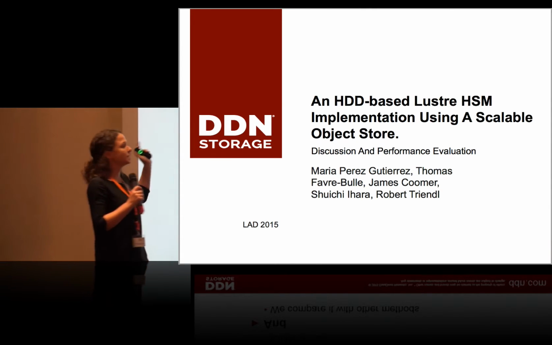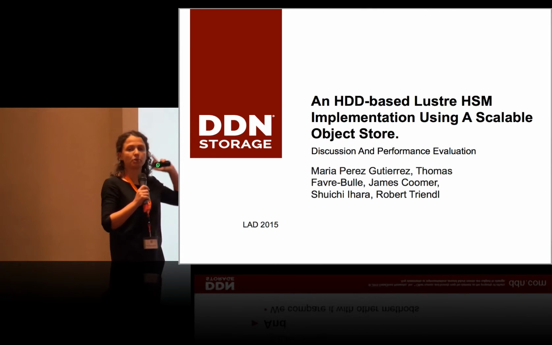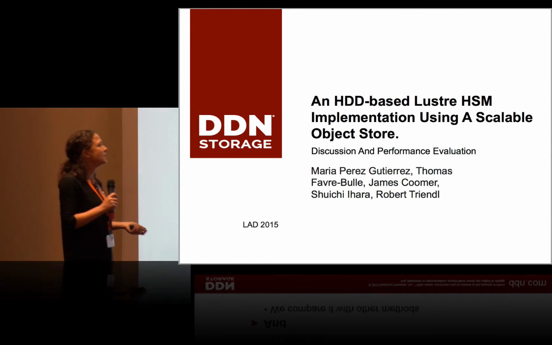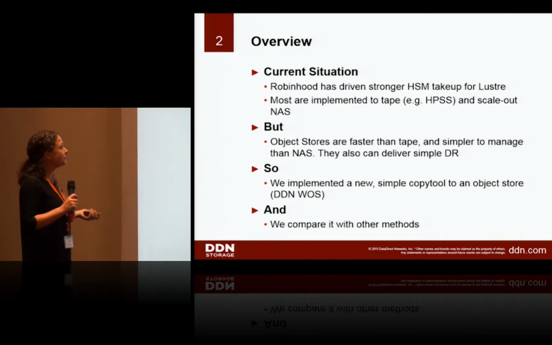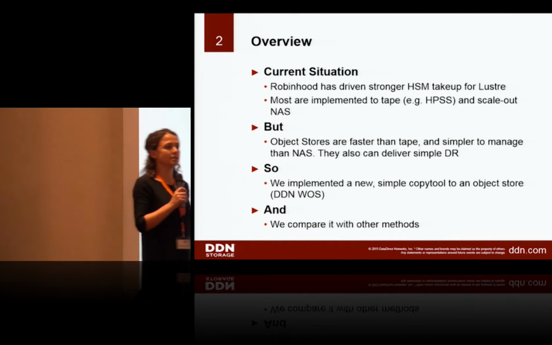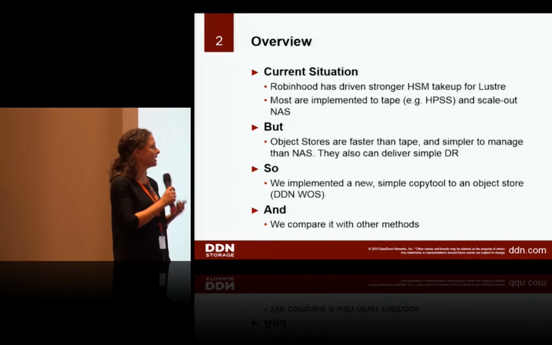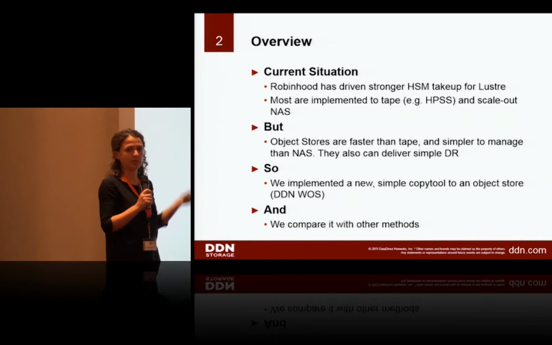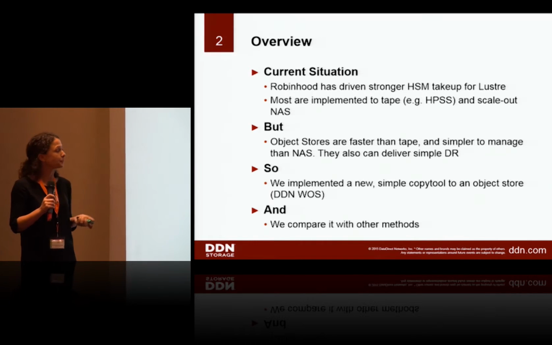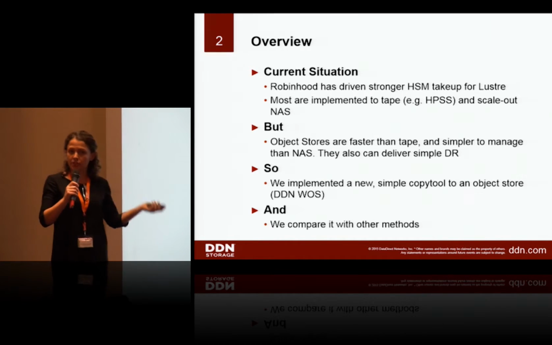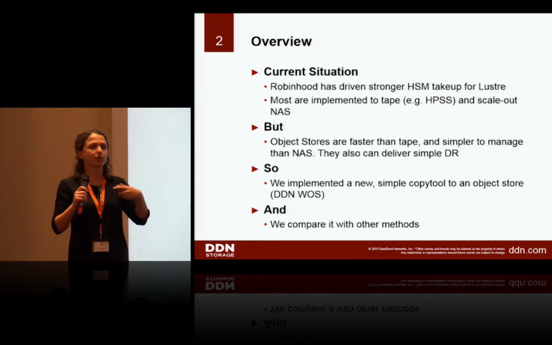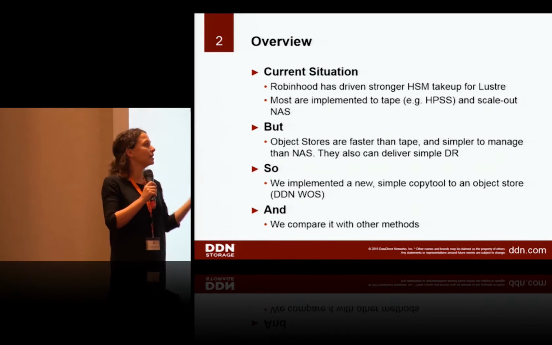With Robinhood, HSM is becoming stronger, so more customers have it implemented. So it's a big topic. Most of the implementations that we see so far are based on tape or scaled-out NAS. So this is the traditional idea: we have our parallel file system in production, and then we can move the data to tape.